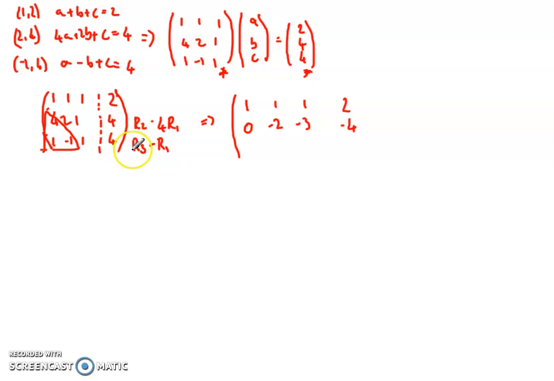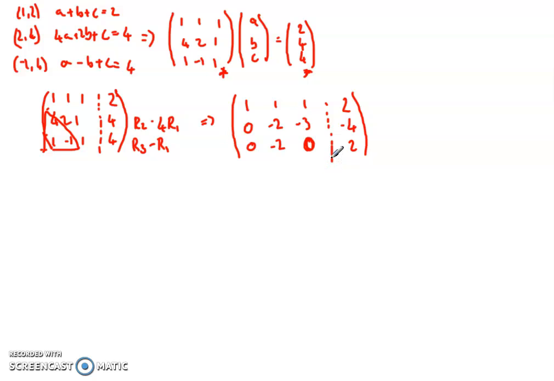My bottom row, I then do row 3 take away row 1. So I've got 1 take away 1, which is 0. I've then got negative 1, take away 1, which gives me negative 2. I've then got 1, take away 1, which then gives me 0. And I've then got 4, take away 2, which gives me 2.